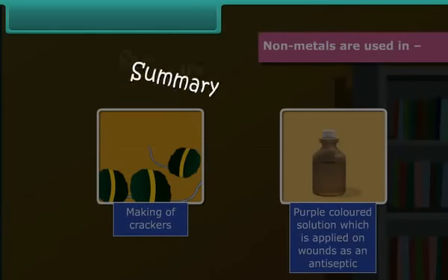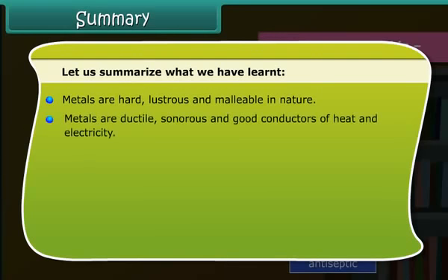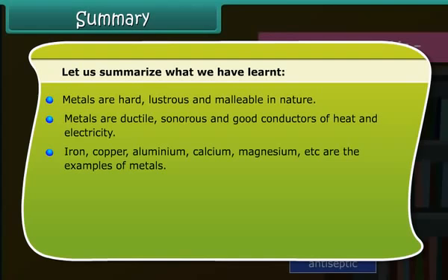Summary. Let us summarize what we have learned. Metals are hard, lustrous, and malleable in nature. Metals are ductile, sonorous, and good conductors of heat and electricity. Iron, copper, aluminium, calcium, magnesium, etc. are the examples of metals.